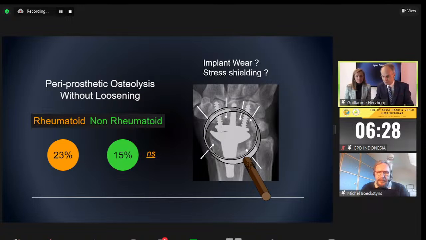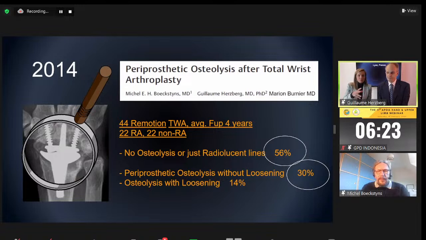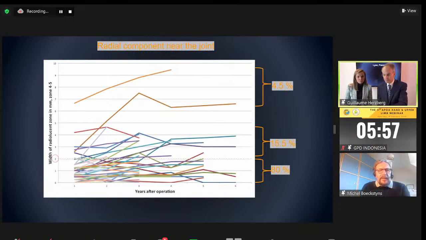About 44 remotions with an average follow-up of 4 years. You can see that in 56% there was no osteolysis, and in about 30% a periprosthetic osteolysis without loosening. So it was very important information considering those arthroplasties, the follow-up, and what to do with those patients. And Michel brought another interesting addition.